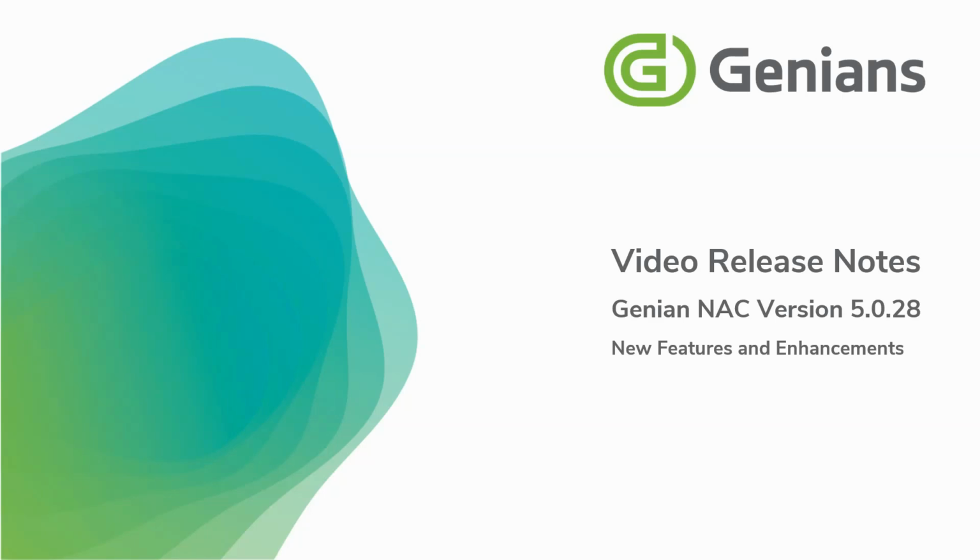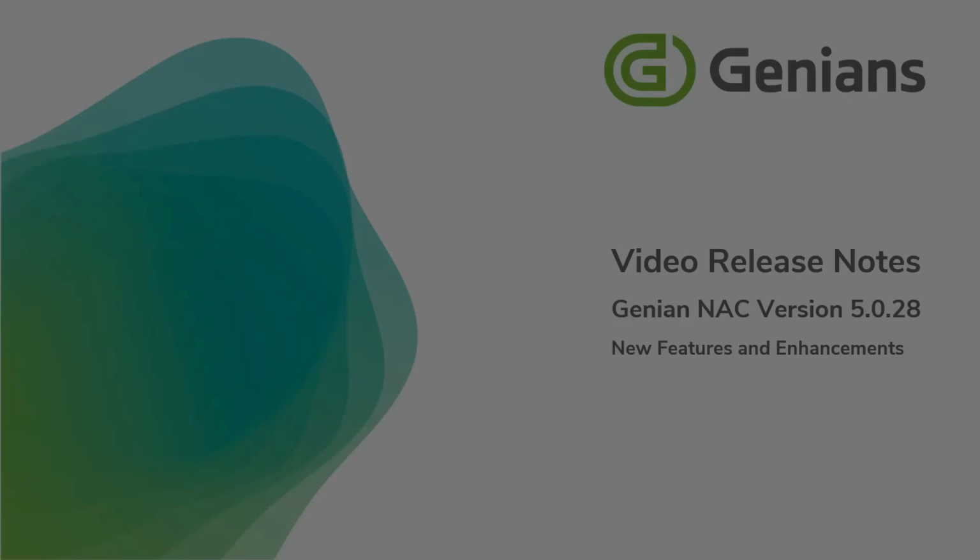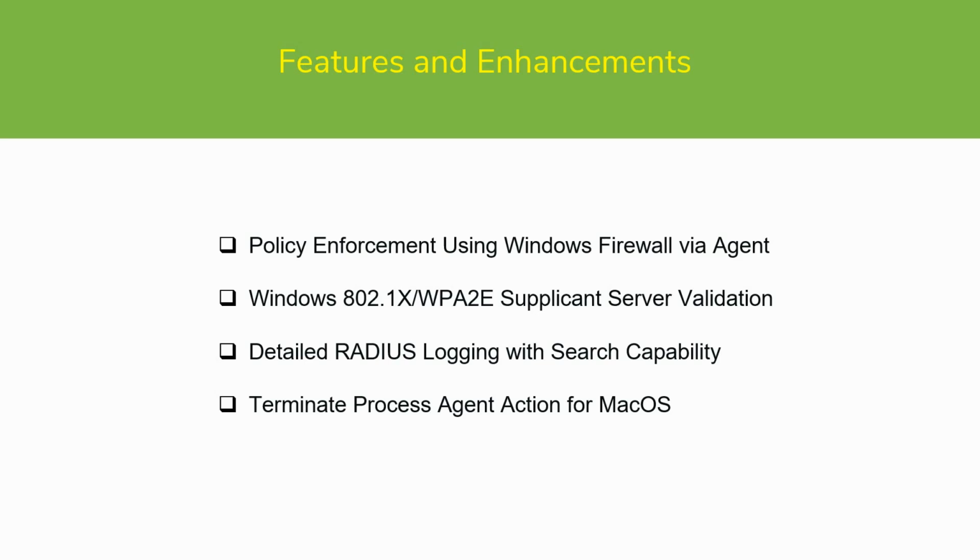Welcome to the video release notes for Genian NAC version 5.028, new features and enhancements. The features covered in this video will be policy enforcement using the Windows Firewall via agent, Windows 802.1x WPA2 Enterprise Supplicant server validation, detailed radius logging with search capability, and Terminate process agent action for macOS.